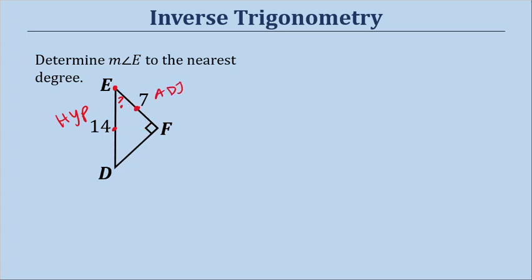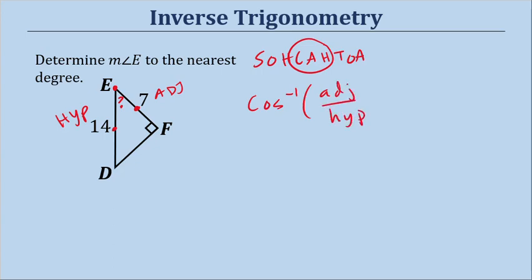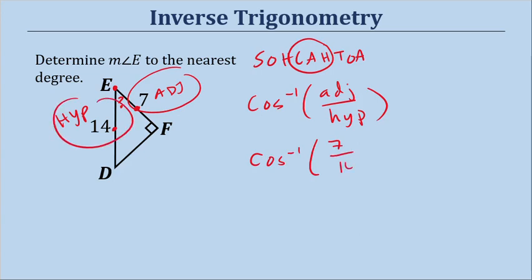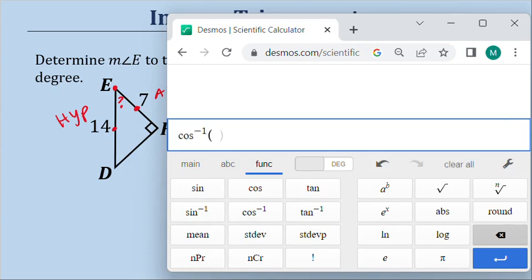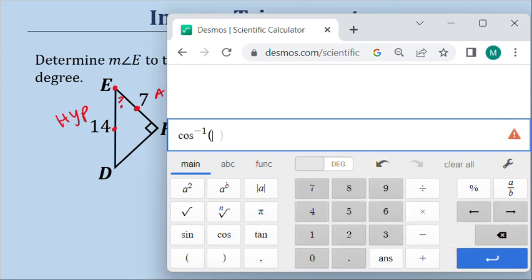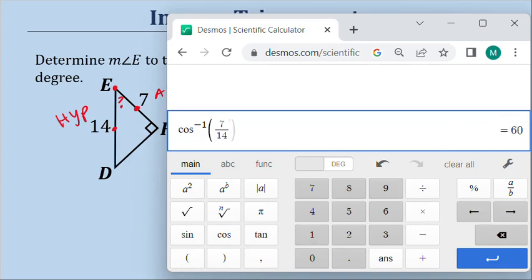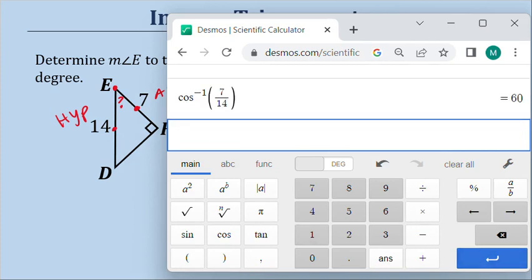And since I have adjacent and hypotenuse, according to SOHCAHTOA, the only trig ratio that uses both adjacent and hypotenuse is cosine. So we have inverse cosine of adjacent over hypotenuse because we have CAH, and we'll just plug in our values. Inverse cosine of adjacent, which is 7, over hypotenuse, which is 14. And now we need our calculator. We hit our function key to get our inverse cosine, and then we go back to our main to get our number pad, and we do 7 divided by 14, and that's going to equal 60 degrees exactly.